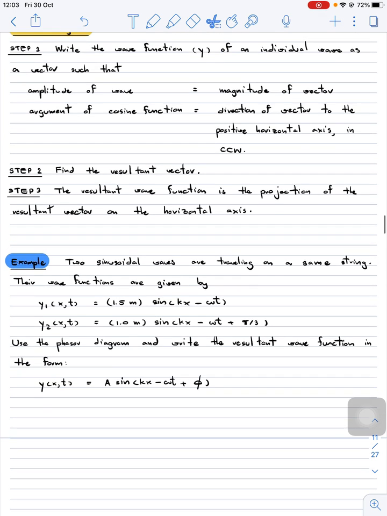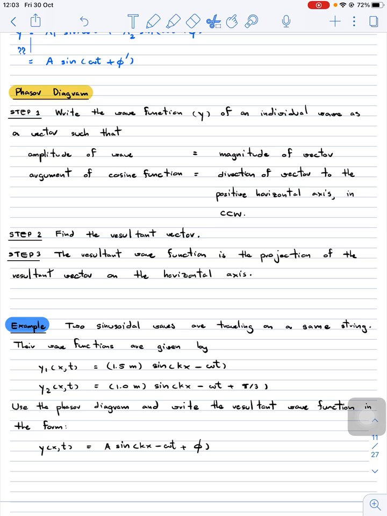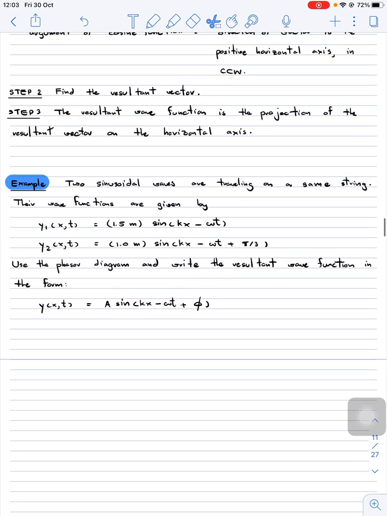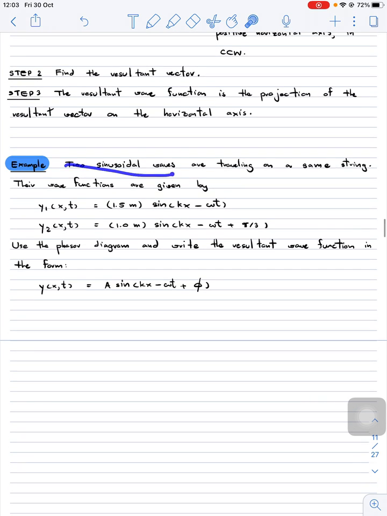Okay, so let's consider this example and then we can understand the meaning of the phasor diagram. The two sinusoidal waves are traveling on the same string. Their wave functions are given by this.